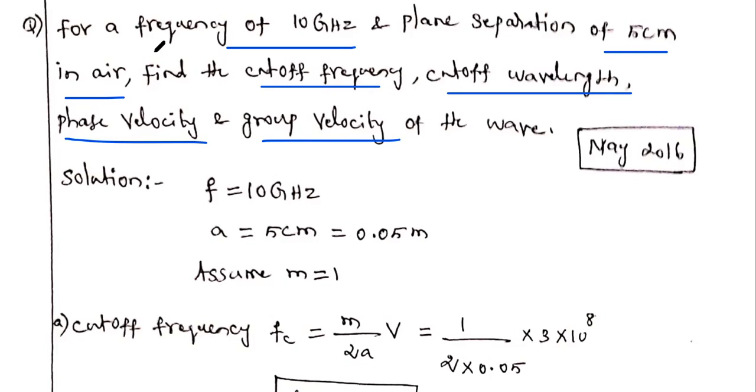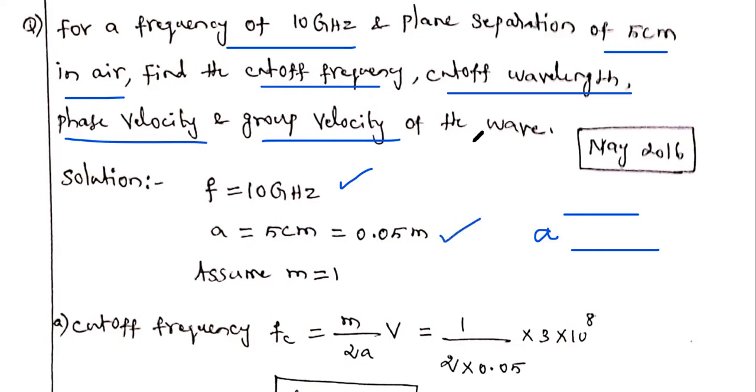So here, what are the data given? For the frequency of 10 GHz, so 10 GHz is the operating frequency, and a plane separation of 5 centimeter in air. Plane separation means only one data is here: the distance between two parallel planes, A, is given. So that's why this problem is under parallel waveguide. A is given as 5 centimeter, and the propagation is via air. This 5 centimeter you convert into meter, so 0.05 meter.